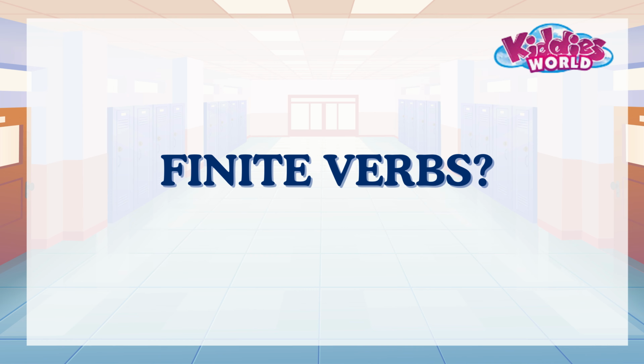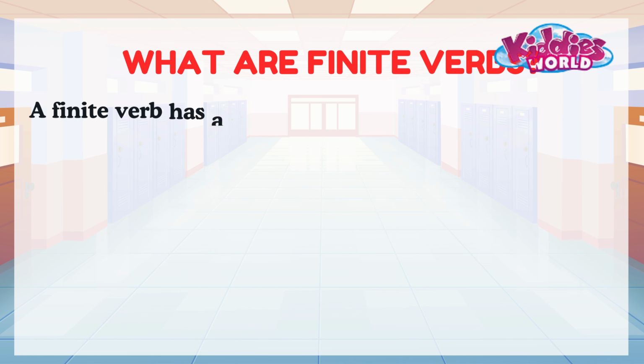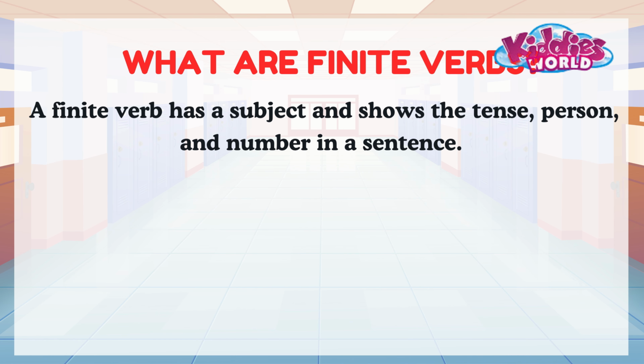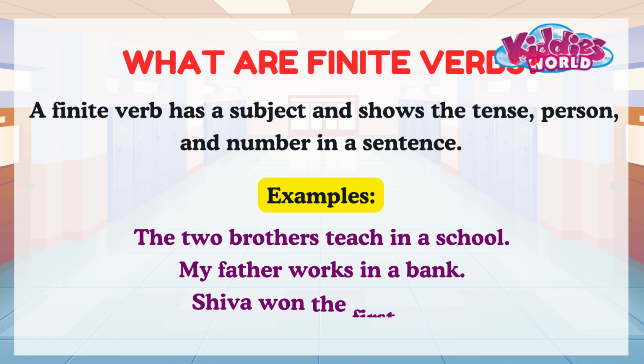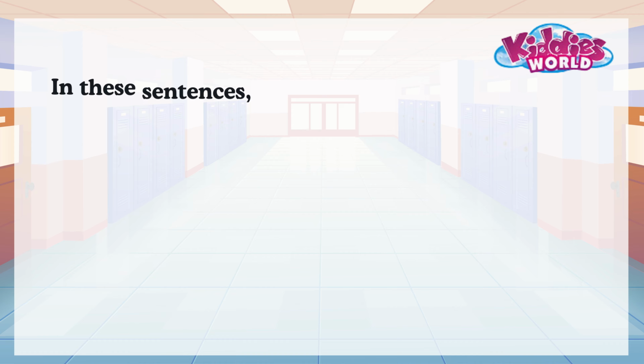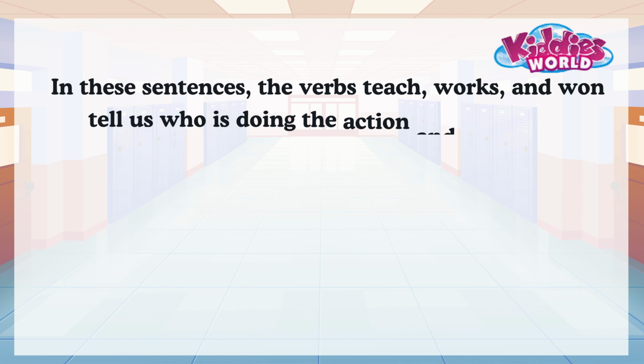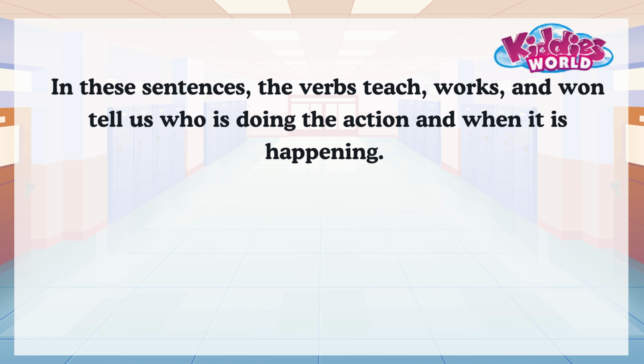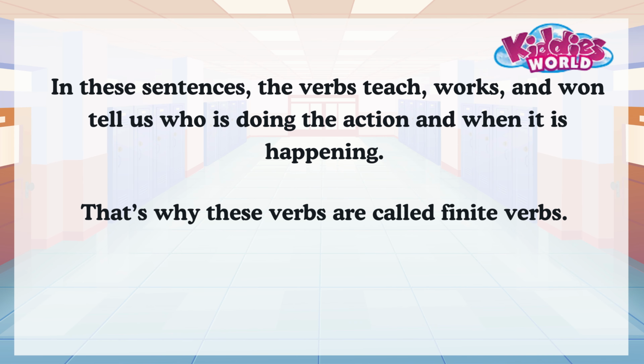What are finite verbs? A finite verb has a subject and shows the tense, person, and number in a sentence. Look at the sentences given. In these sentences, the verbs teach, works, and one tell us who is doing the action and when it is happening. That's why these verbs are called finite verbs.